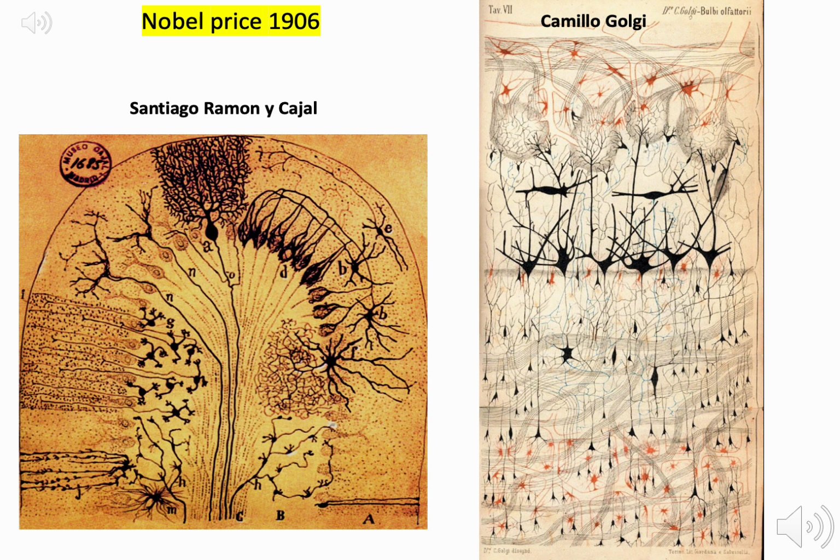These discoveries were rewarded with the Nobel Prize in 1906. Their sketches clearly show the diversity of shapes of nerve cells, both in their cell bodies and in their long extensions, the dendrites and axons, which form the neuronal networks that transmit information.